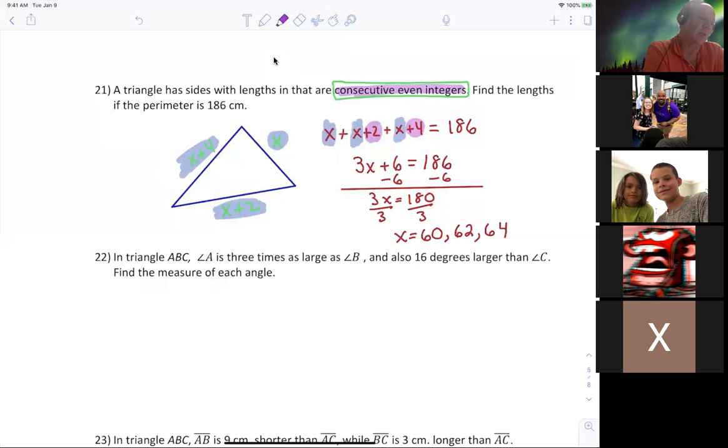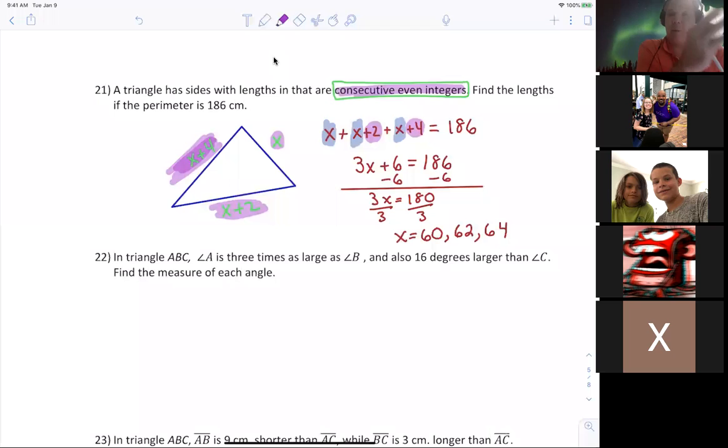If you want to do consecutive even integers, you have to tell me one side is x, one side is x plus 2, and the other side would be x plus 4. Now notice in all of these, I drew a figure out. The reason why I like to draw up a figure is because I know it helps me in the long run to solve these.